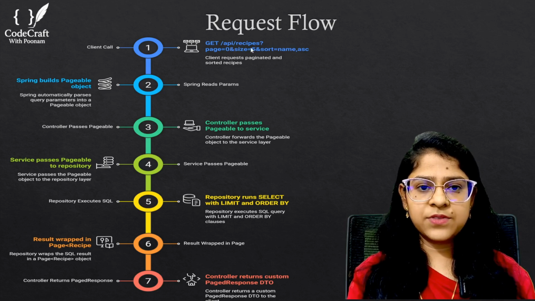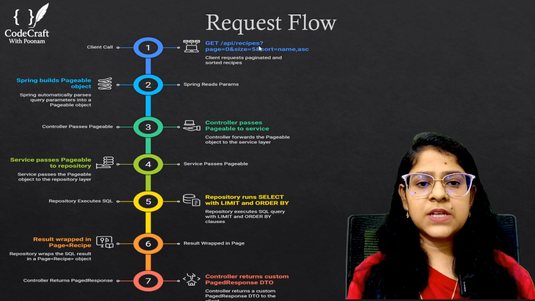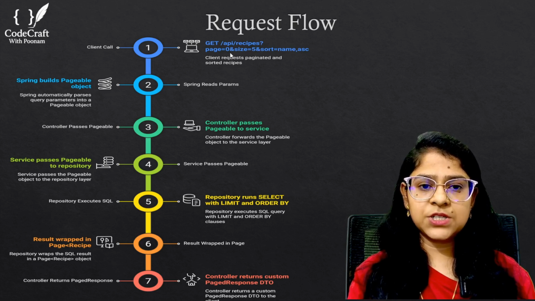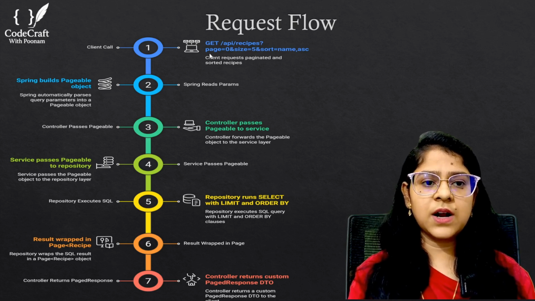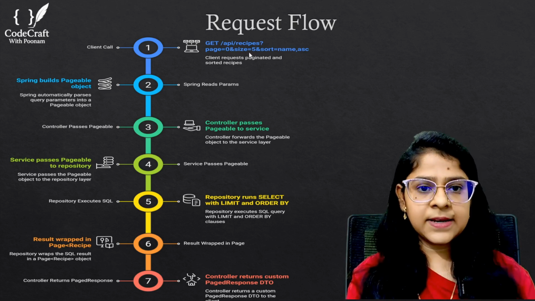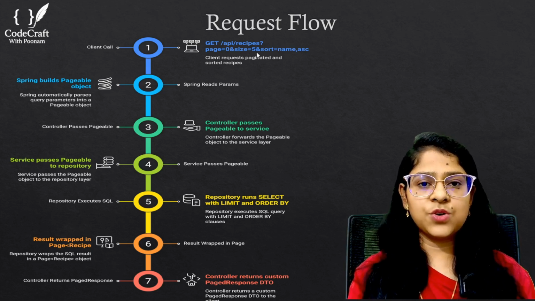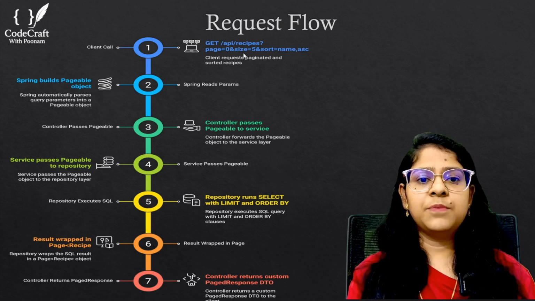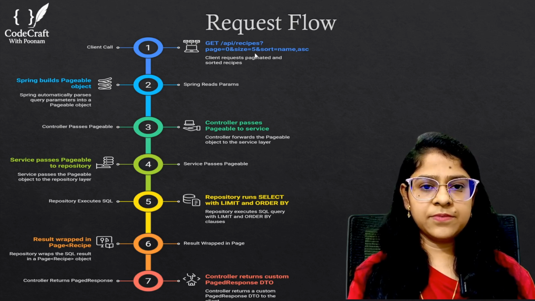Okay, so here we have this base URL. This is our GET method, /api/recipes. Here you can see that I have used this question mark and mentioned page, and then page is equal to 0. So here the client needs page 0 and size is 5. The client is providing size equal to 5, which means per page the client needs 5 recipes.